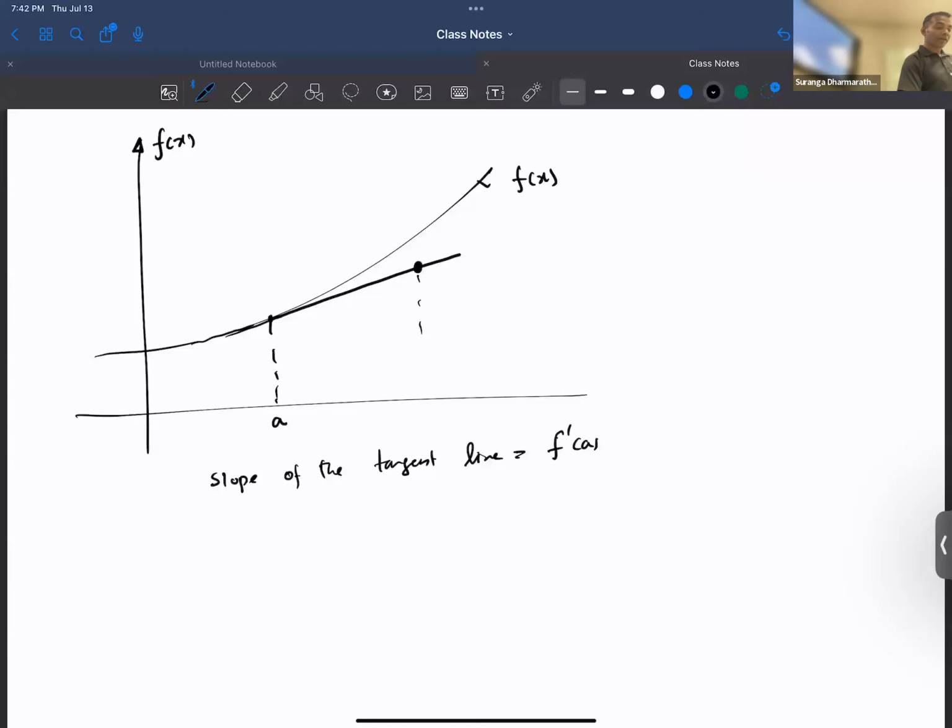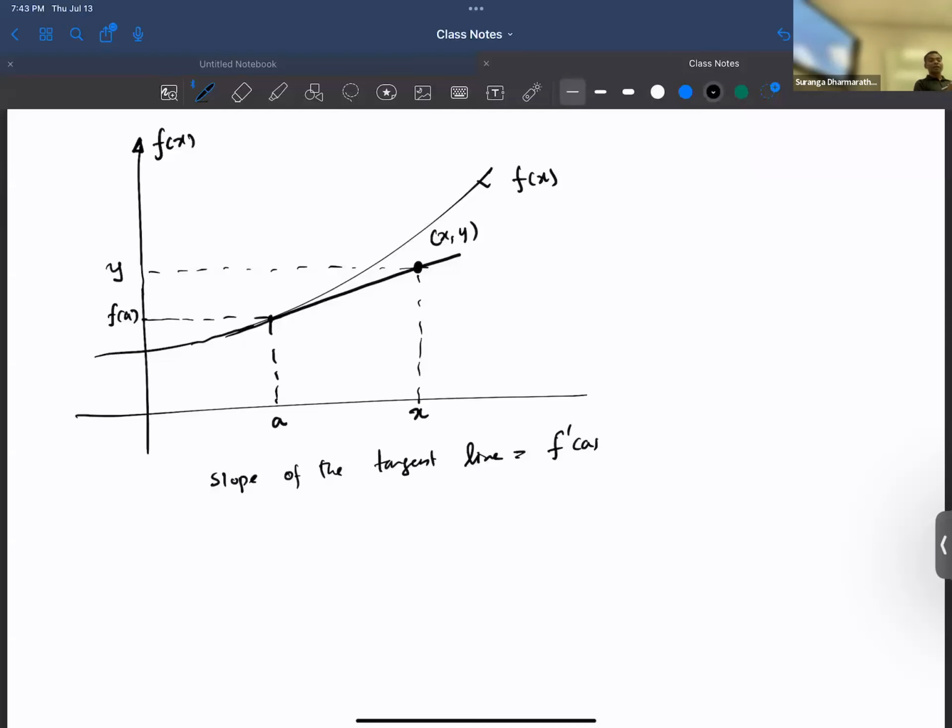So if I have a point here, x and y, this is x, and this is y. And what is the value of the function at this point, at x equal a? If the function is f of x, what is the value of the function at x equal a? F of a. You know the answer. F of a.